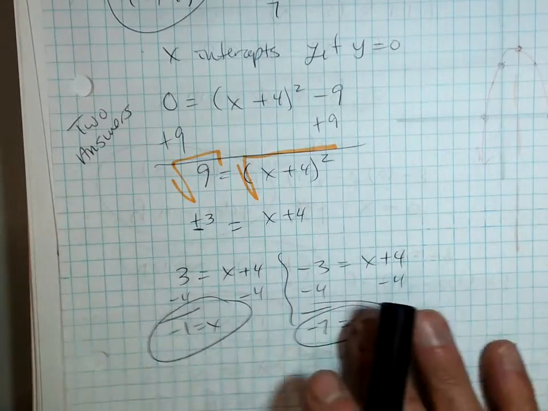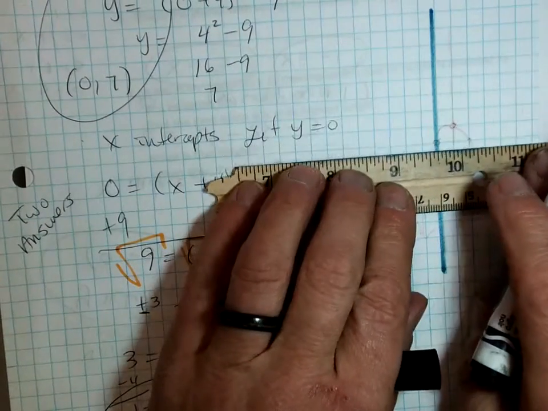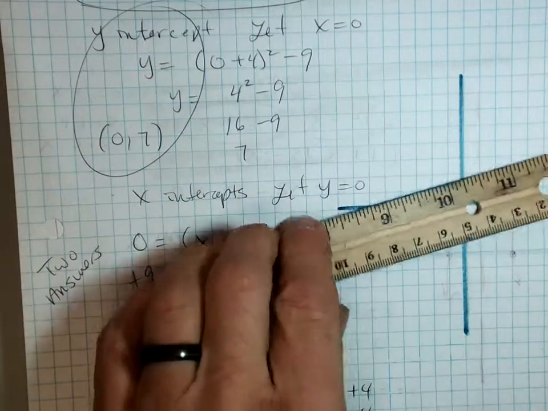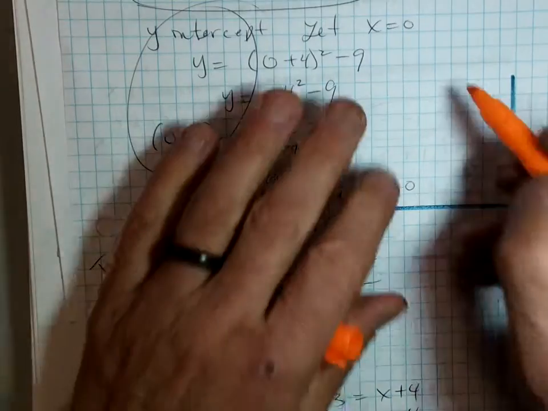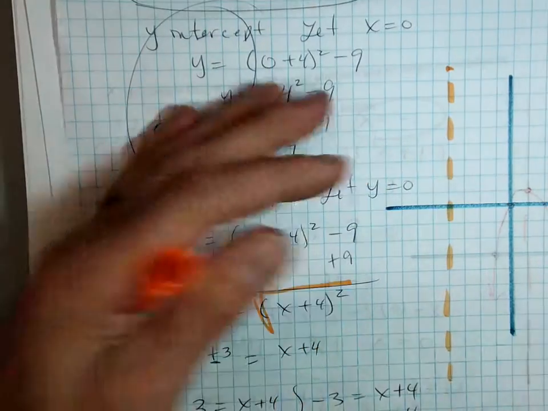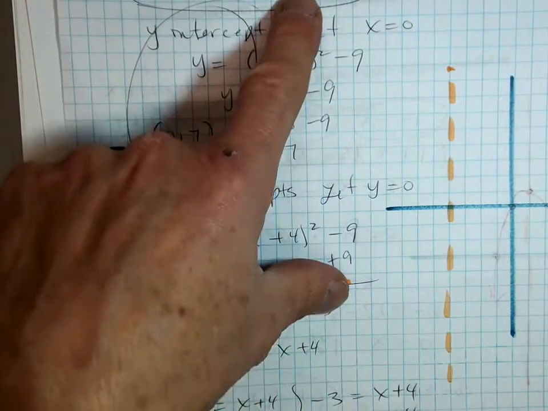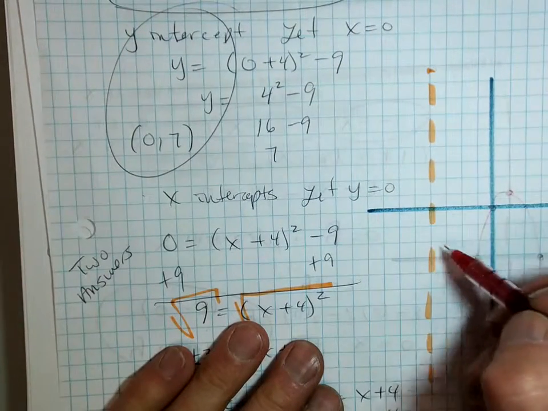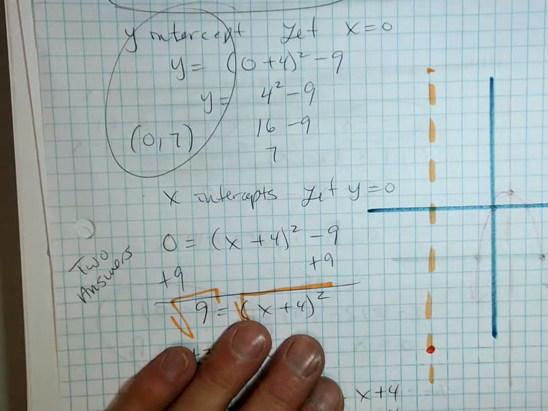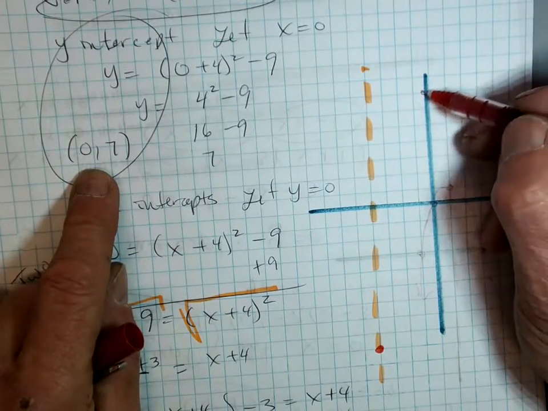So on the side, I'm going to do my axes, and let's graph what I know. First of all, my line of symmetry is at negative 4. My vertex is at negative 4, negative 9. 1, 2, 3, 4, 5, 6, 7, 8, 9. I've got a y-intercept at 0, 7. Well, 1, 2, 3, 4, 5, 6, 7, right?